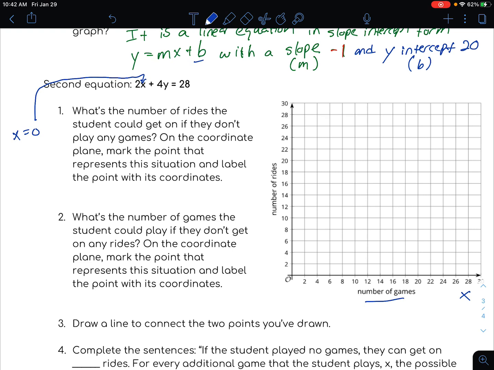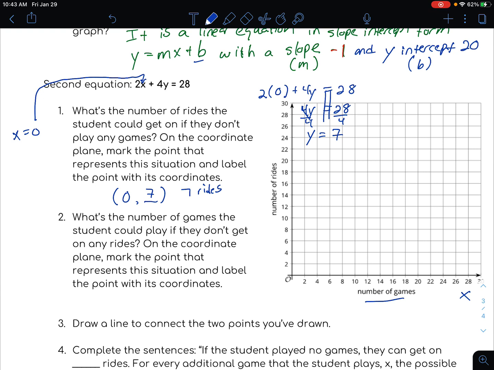So we got to do a little bit of solving here. So if we put 0 in for x, I'm going to do over here. So 2 times 0 plus 4y equals 28. And then let's figure out how many rides that would be then. So 2 times 0 is 0. So you really have 4y equals 28. And then dividing by 4 to undo the multiplication, we get y is equal to 7. So if the x value is 0, then the y value becomes 7. So 7 rides right here.